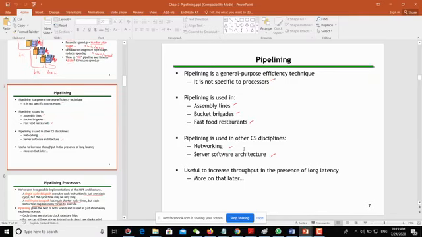Pipelining is used in other CS disciplines. CS means computer science disciplines such as networking and server software architecture. It is useful to increase throughput in the presence of long latency. When you have a long latency, you may increase the throughput by using pipelining. More on this later.